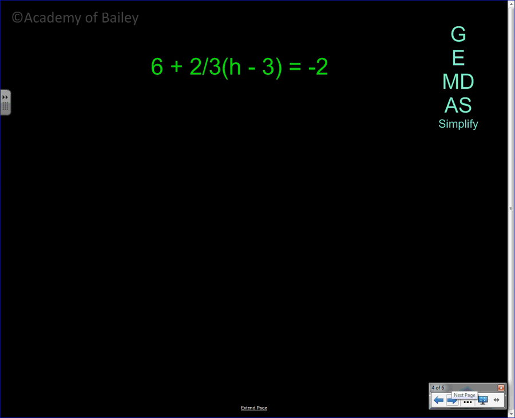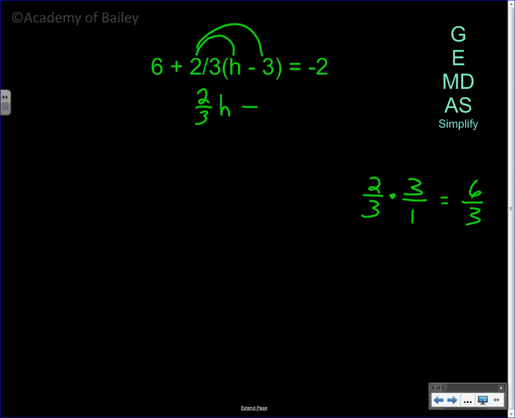Looking here at this example, the first step to simplify is distributing a positive 2/3 to everything. So positive 2/3 times h is 2/3 h, and positive 2/3 times negative 3. A positive times a negative is a negative, and 2/3 times 3/1, you can multiply straight across, which gives you 6/3.